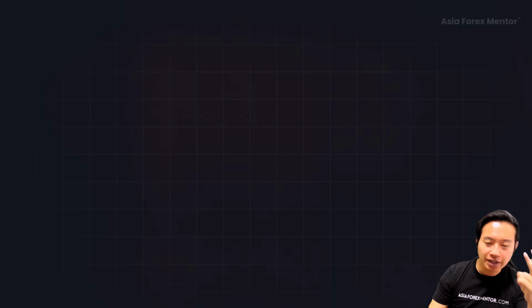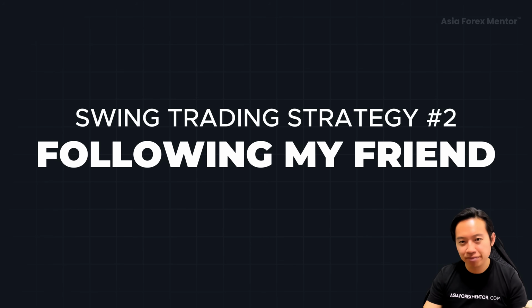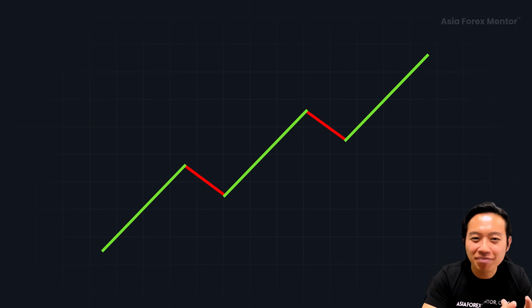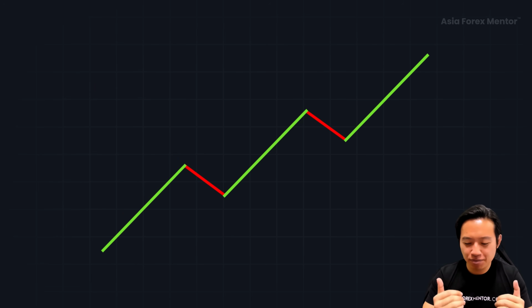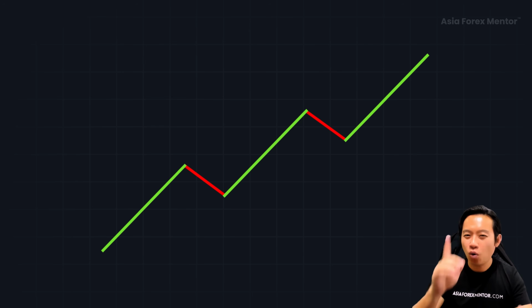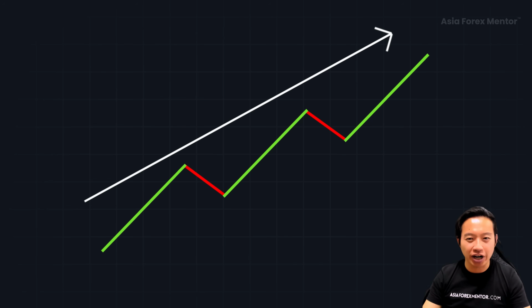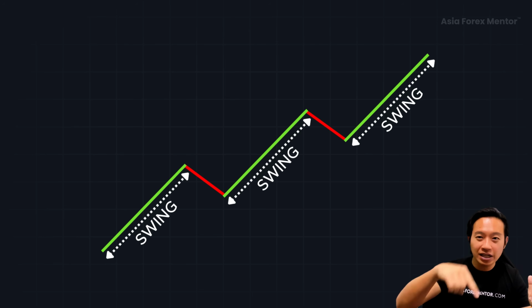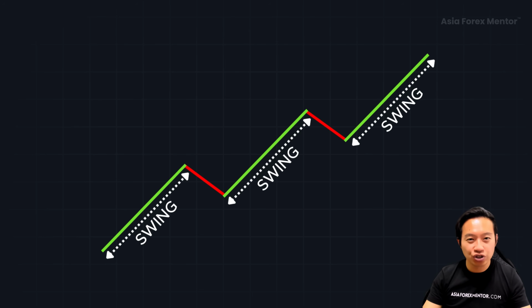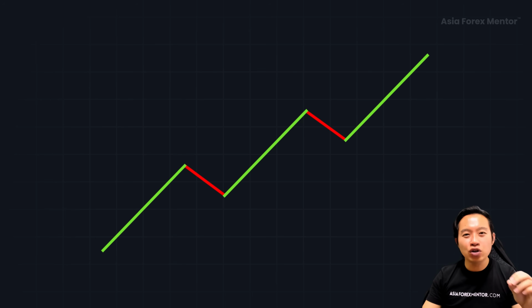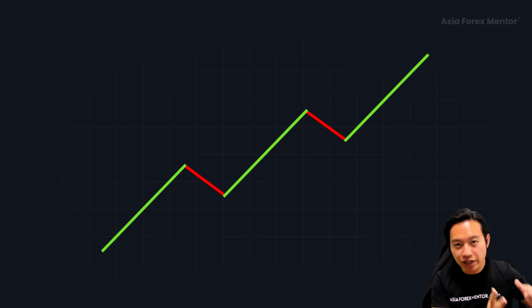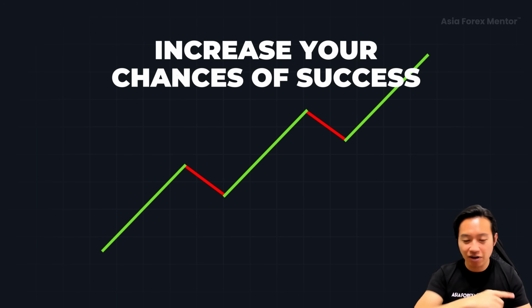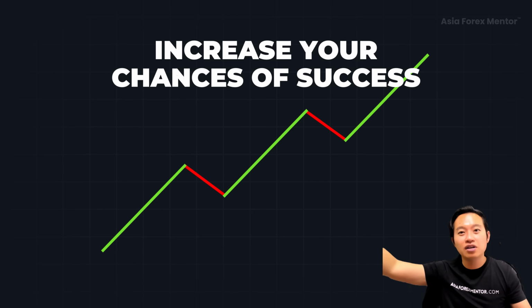Okay, so now method 2, following my friend. So this is what I call following my friend. This approach is in a way effective when the market is in an uptrend. In an uptrend, the goal is to time your entry to capture one swing in the direction of the overall trend. So when you align your trades with the main trend, the dominant bullish movement, you increase your chances of success, because you trade with the market's natural flow.